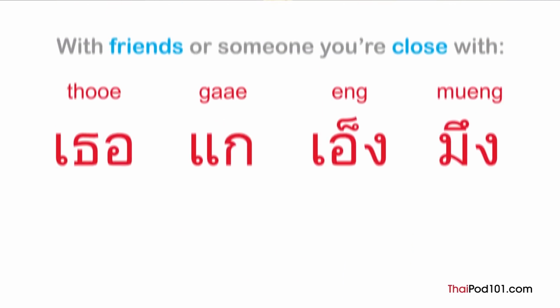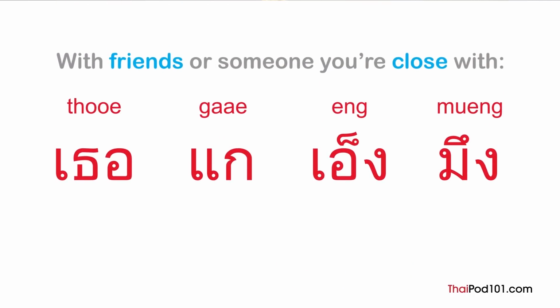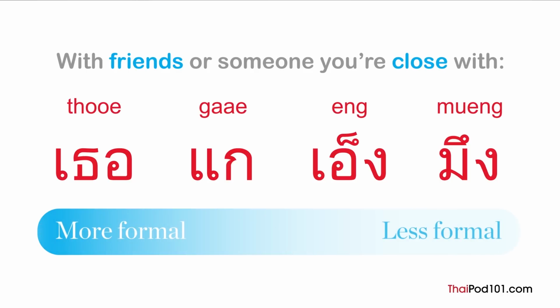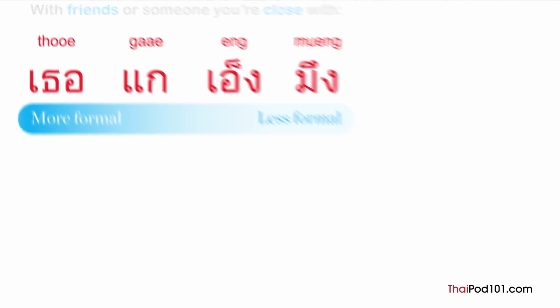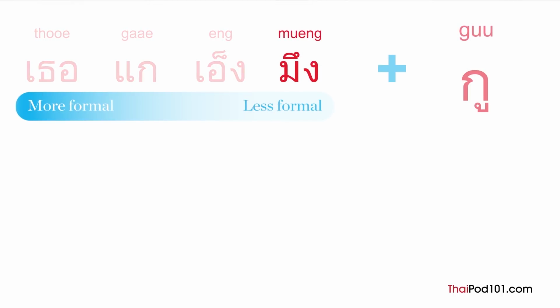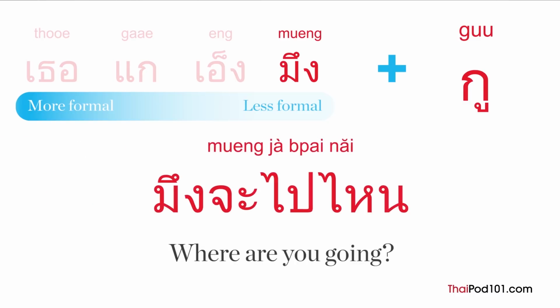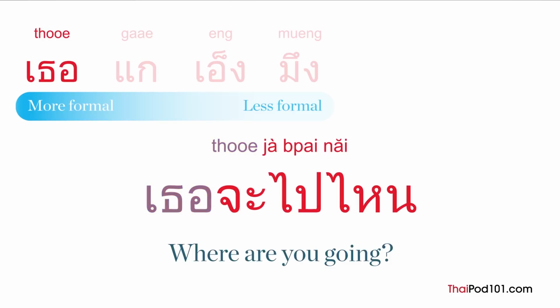When with friends or someone you are close with, we usually use เธอ แก เอง or มึง. The degree of formality in these four words are ranked respectively, with เธอ being the most polite. มึง is usually used with กู, another word for I in Thai that we discussed in a previous lesson. For example, มึงจะไปไหน or เธอจะไปไหน Where are you going? The sentences have the same meaning but different connotations.